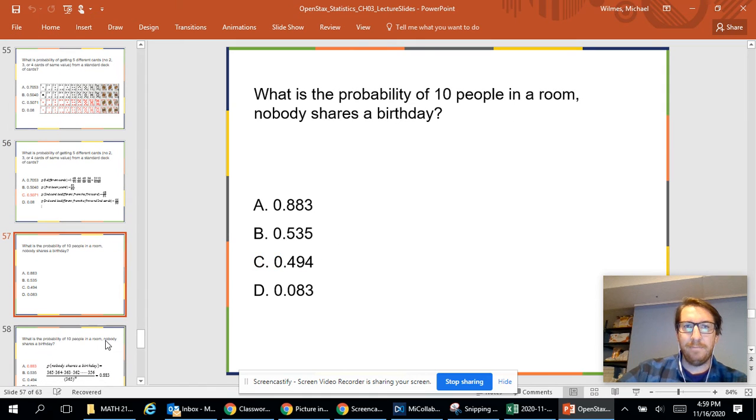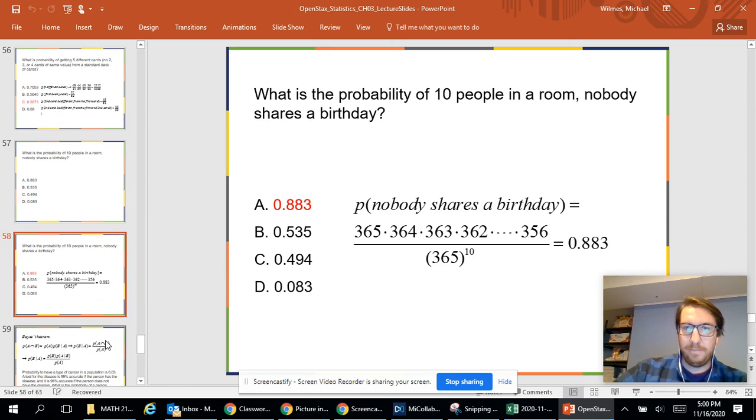We could do that with probability of 10 people in a room, nobody shares a birthday. I just looked at some COVID data related to this. The probability of 10 people in a room, what's the probability nobody has COVID? It depends on the county, but here we are for birthdays. So to do this, we do it just like our card example. Remember, 365 to the 10th just means 10 365s all multiplied together on the bottom.